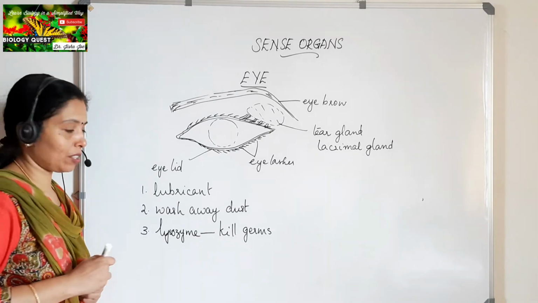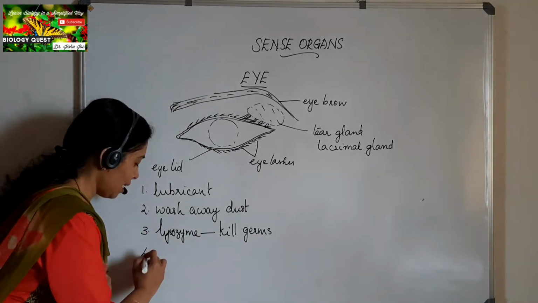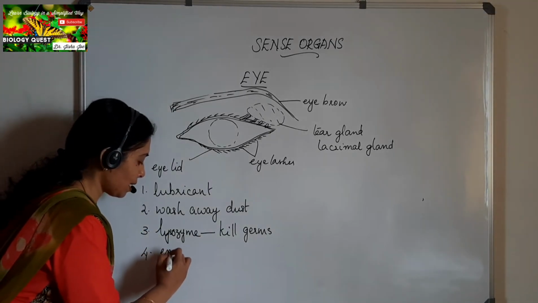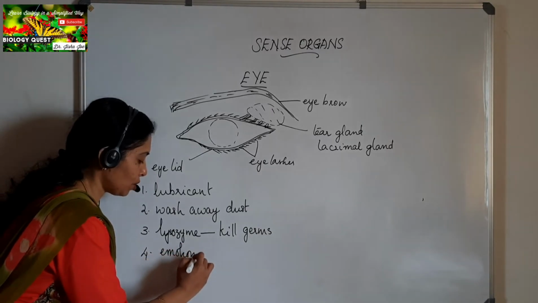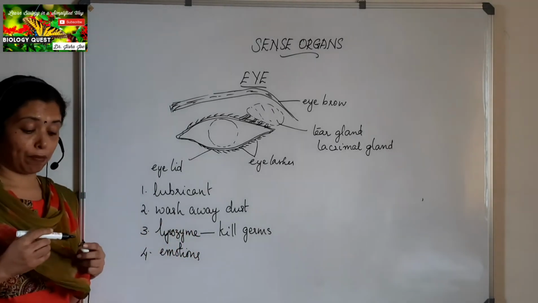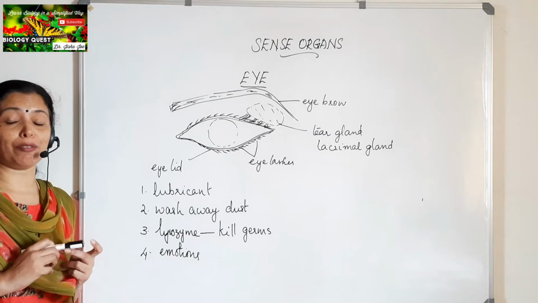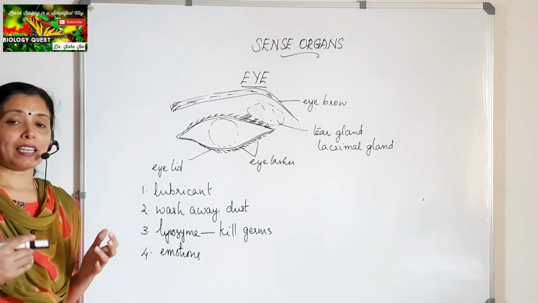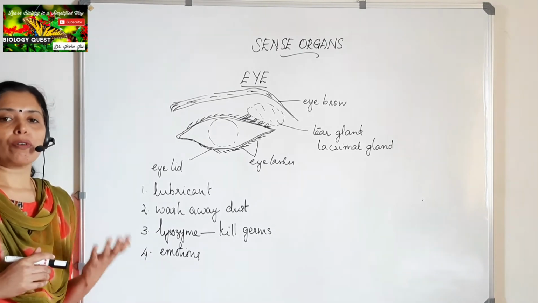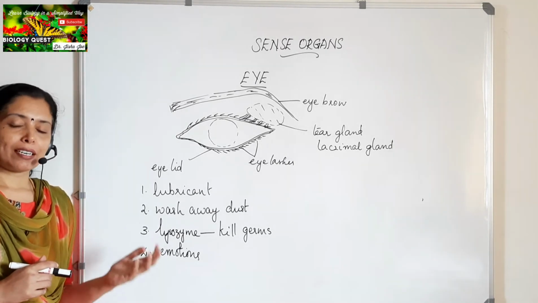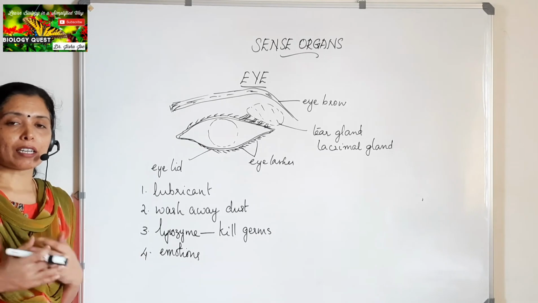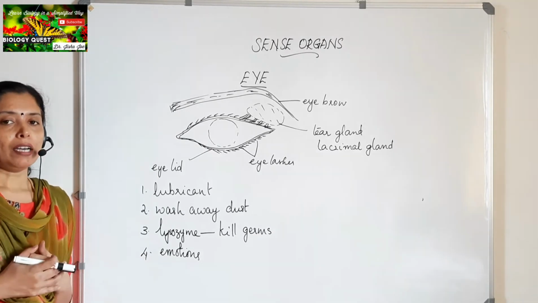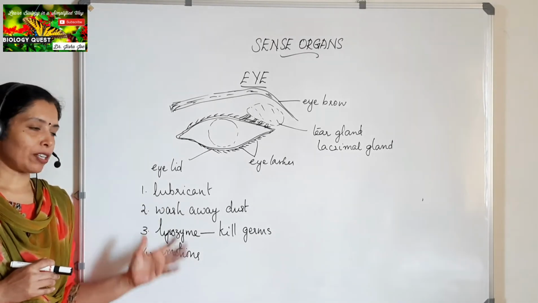And the fourth function of tears is that it helps us to communicate our emotions. We know when we feel very happy, our eyes get filled with tears. Similarly, when we are sad, we also cry. So tears help us to express, to communicate our emotions. So these are the functions of tears.